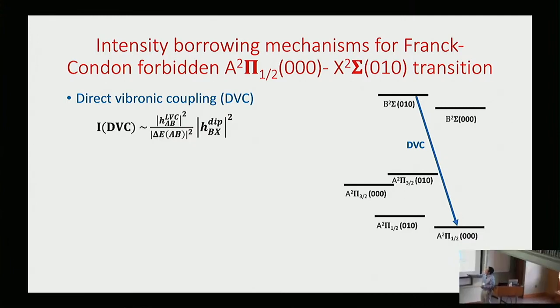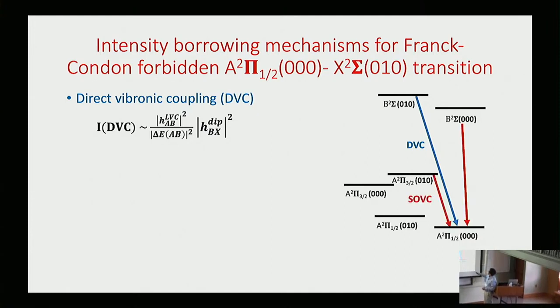So the intensity borrowing here, this is actually not the intensity, but should be the transition dipole moment. So it depends on the transition dipole moment between the B and X state, and then the linear vibronic coupling between the A and B state, and then the energy difference between them. So this is first-order mixing in the wave function.